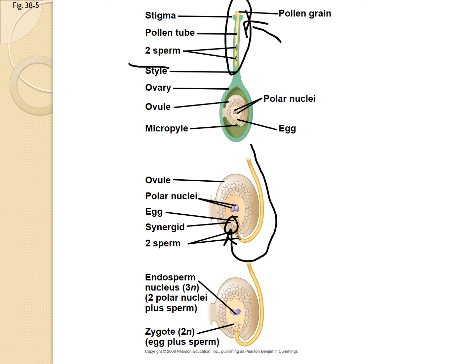One of the sperm is going to fertilize that egg, and the second one is going to fertilize these 2 polar nuclei right here. And so what ends up happening is you make the endosperm, which will be the nutrients for that growing embryo, and then of course you make your zygote.